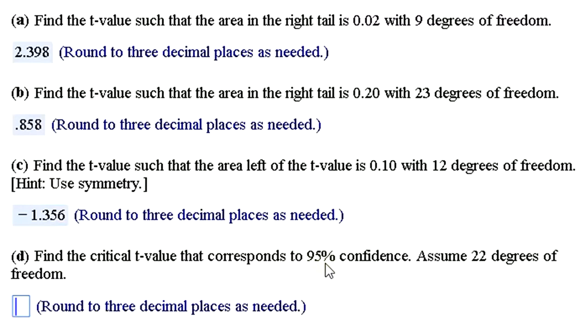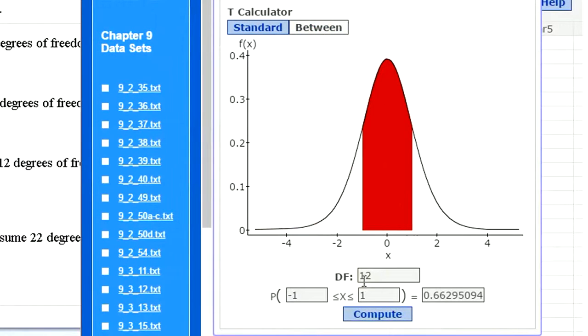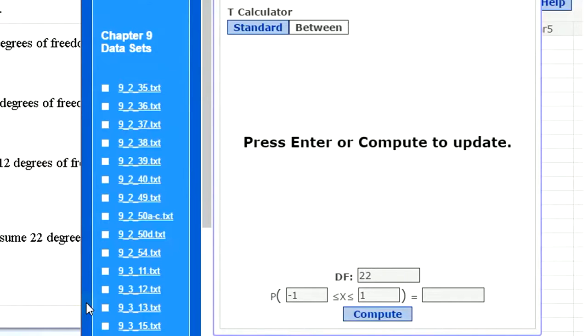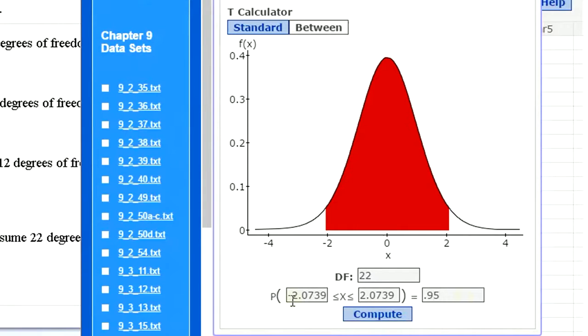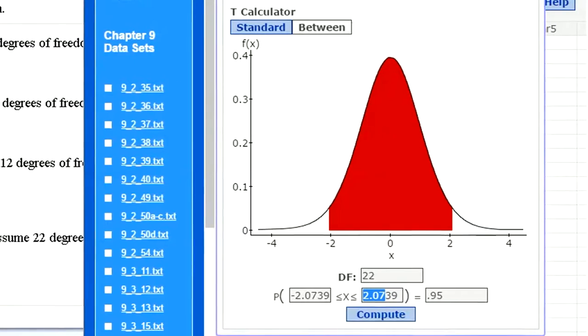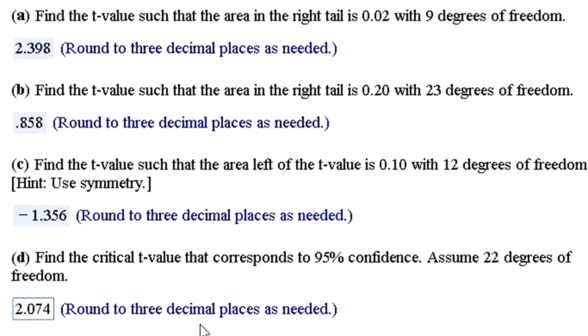Excellent. 95% confidence. Now to find critical values for confidence intervals, we'll use the between calculator. We want to find what cutoffs put 95% in the middle, just like we did with the z calculator. We just have to set the degrees of freedom to be 22, and we put the area between to be 0.95. It will figure out symmetric cutoffs that achieve this. So let's take this critical t-value. It's 2.074. I'd round it to 3 decimal places. Great. And we're done.